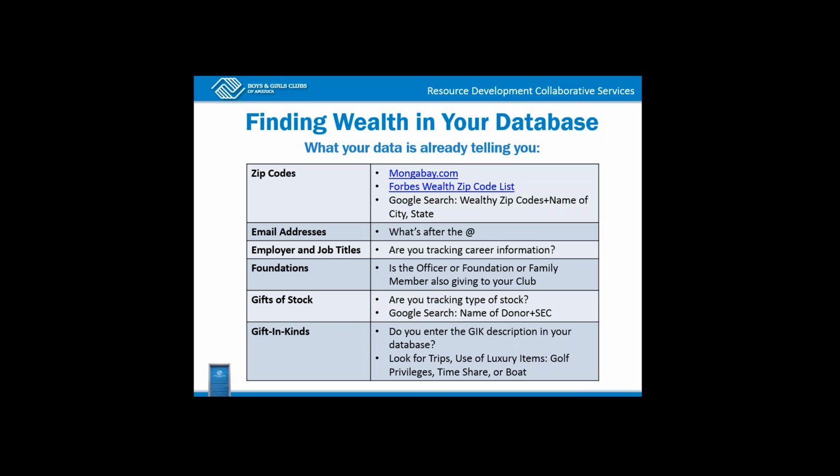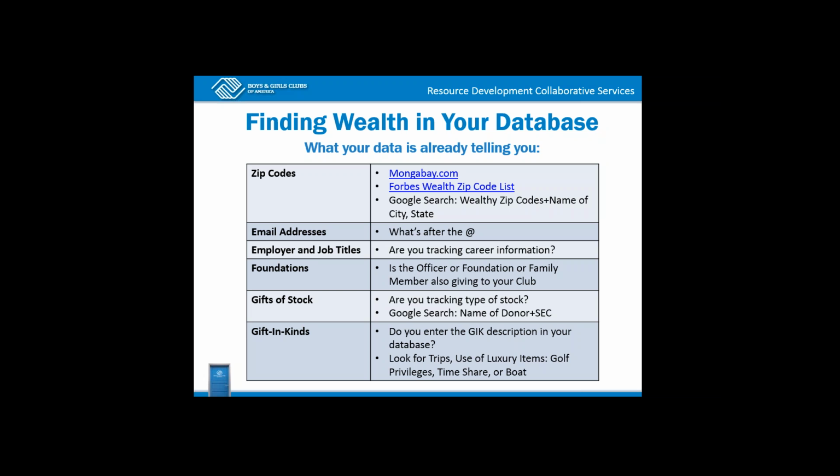Gifts of stock. Do you have gifts of stock in your database? Are you tracking the name of the stock or just simply that it's stock? You can type in the person's name plus SEC for the Securities and Exchange Commission and see if that person pops up. Or you can type in the name plus the name of the stock. So if it's John Smith, Bank of America, and they're a public insider where they're required to report their information, you'll be able to find that information pretty quickly. So it can tell you more about your donor.